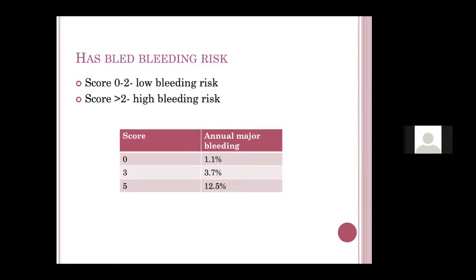So why is this important? As you can see, the total HAS-BLED score is 9, and a score of 0 to 2 means the bleeding risk is low, whereas more than 2 means there is a high bleeding risk. And whenever the HAS-BLED goes beyond 5, it is better to usually avoid anticoagulation and consider other modalities of AF treatment, like left atrial appendage occlusion, because the chance of bleeding is very high if the HAS-BLED is more than 5.